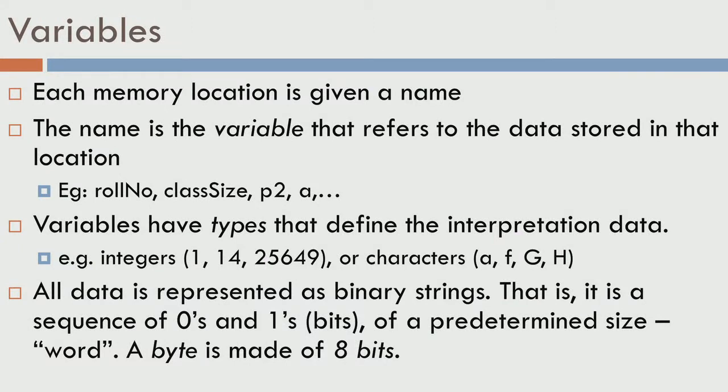Then all the data internal to the computer is represented as a sequence of ones and zeros of some predetermined size, which we will call a word. This integer is supposed to be of a certain number of bytes, and usually an integer is of size 4 bytes.